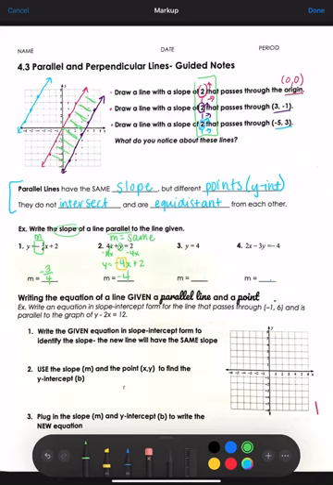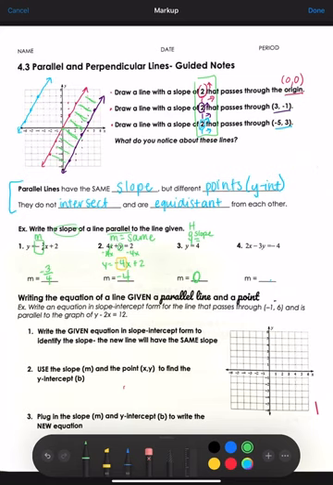Number 3, we're going to have to think about this for a moment. A line that's in the form y equals is horizontal. So we remember a horizontal line has a 0 slope, and it's the equation of line y equals. So if a horizontal line has a 0 slope, then a line that is parallel, another horizontal line, is also going to have a 0 slope.